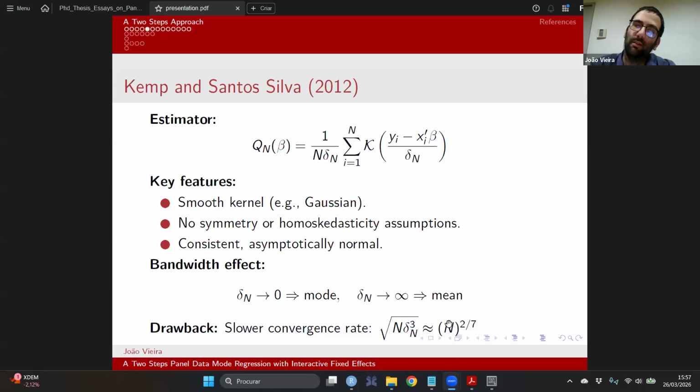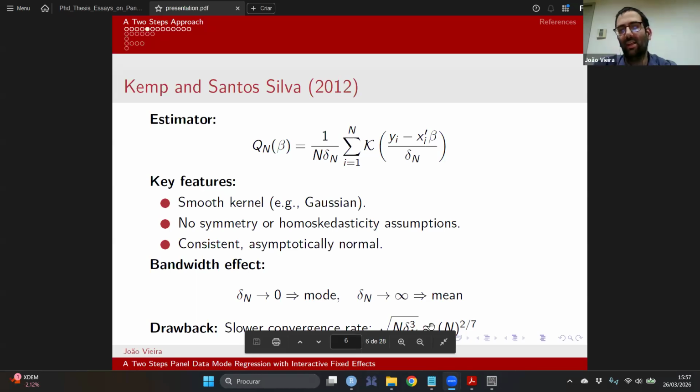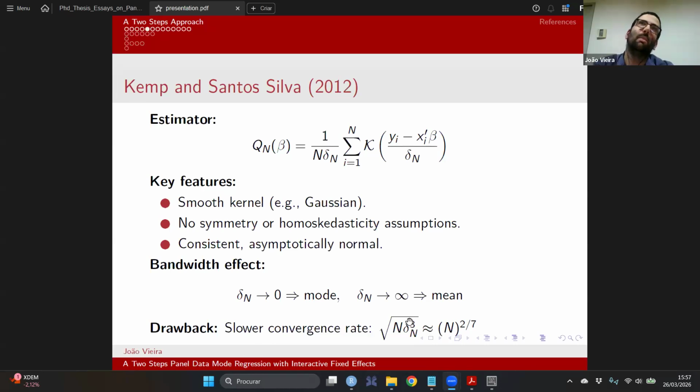Root n to the power 2. This is basically because of the bandwidth, which goes at a slower rate, so it basically has the power to make the approximation to the normal go at a slightly slower rate.